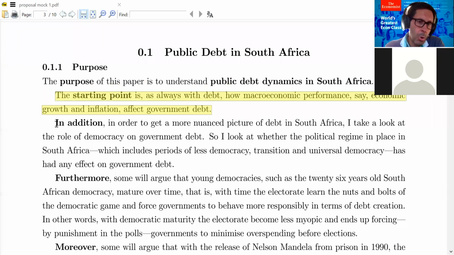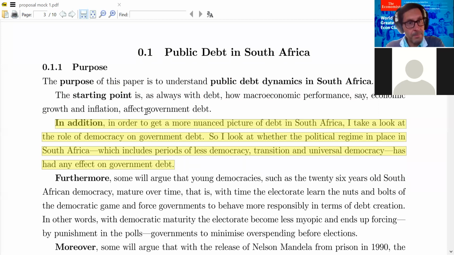In addition, in bold paragraphs, in order to get a more nuanced picture of debt in South Africa, I also take a look at the role. You don't have to say I also take a look, because you already have in addition there. I take a look at the role of democracy on government debt, or the role of political regime characteristics on government debt. So I look at whether the political regime in place in South Africa, which includes periods of less democracy, transition, and universal democracy, has had any effect on government debt.